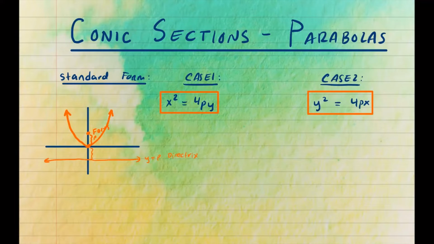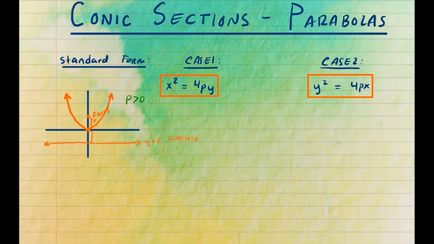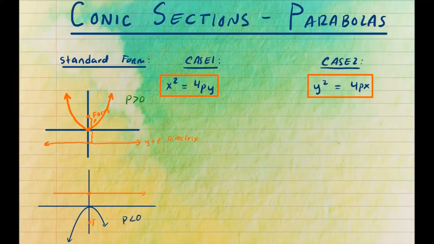Now, we also have to break this down into two more cases. This is the parabola if your p-value is positive, and you'll have the other case if p is negative, then you'll have a similar parabola, but now it's going to be opening downward like that. So that will be the parabola if p is less than 0. Again, the same idea, you'll have the directrix right here, and this point right here will be the focus.